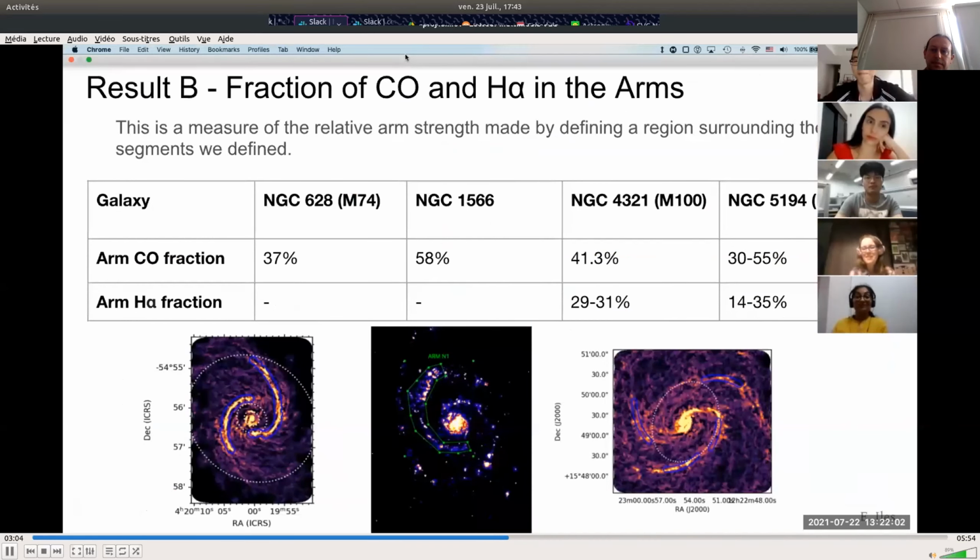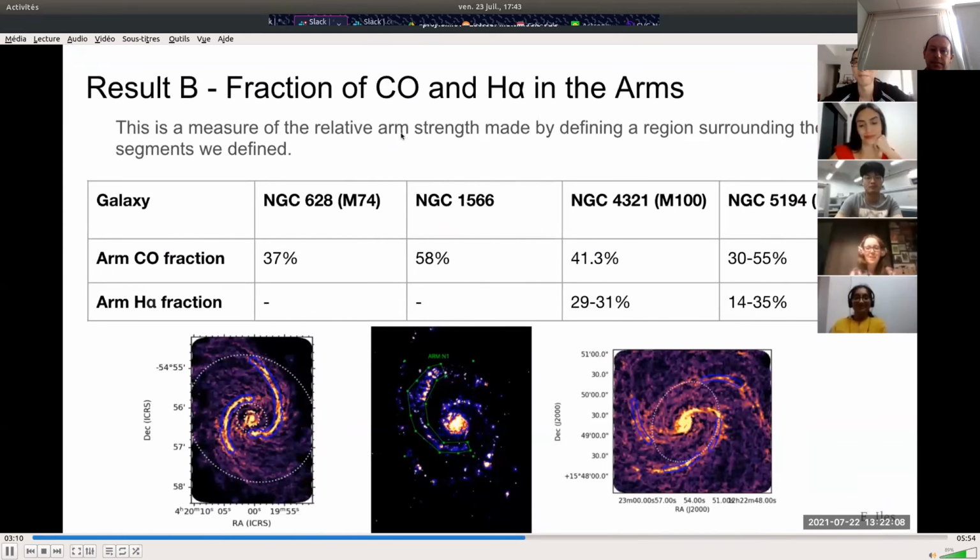By defining a region surrounding the arm segments, we are able to make an assessment of how much CO or H-alpha is specifically located within the arm. It allows us to consider the relative arm strength and whether the gas and star formation is concentrated in the arms. However, it is important to note that the region classification methodology plays a big role in determining these fractions. Nevertheless, we see interestingly most of the galaxies have CO fractions larger than H-alpha fractions, with values between 30 to 60% for CO and 14 to 35% for H-alpha.